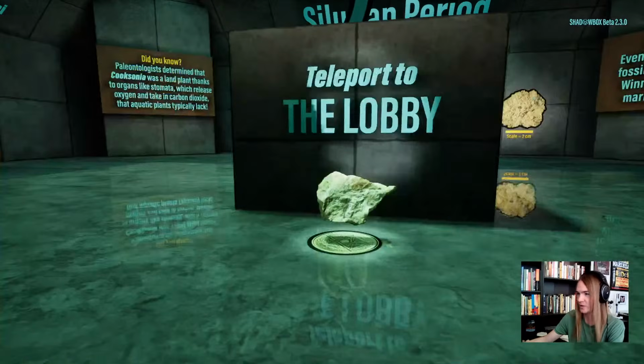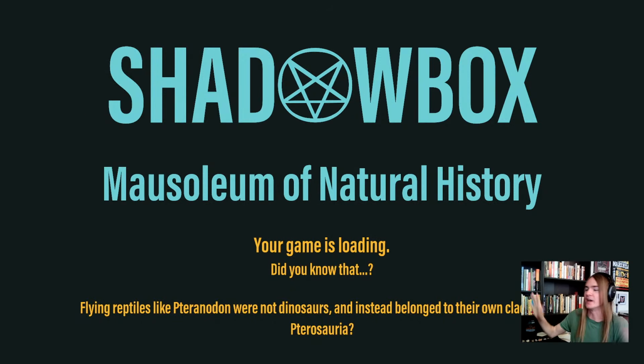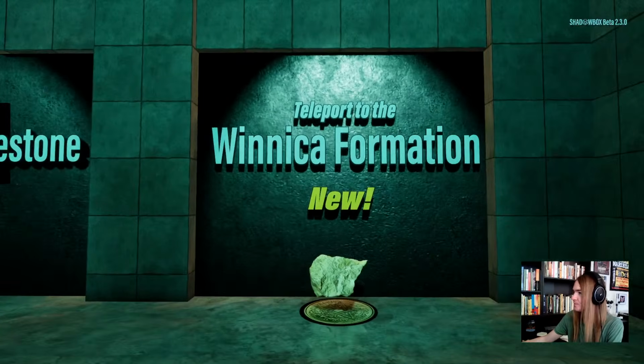So this is the Winnica Formation. I'm really happy to open that up and let people explore that now. Ta-da!